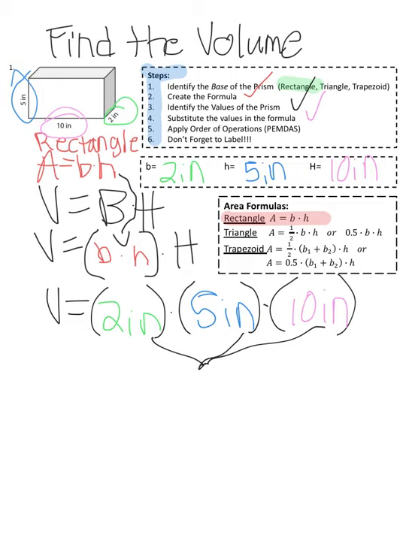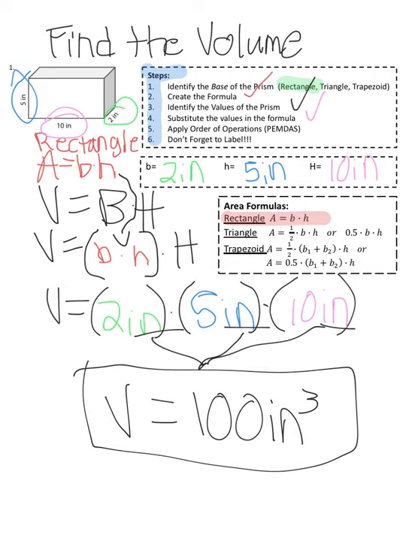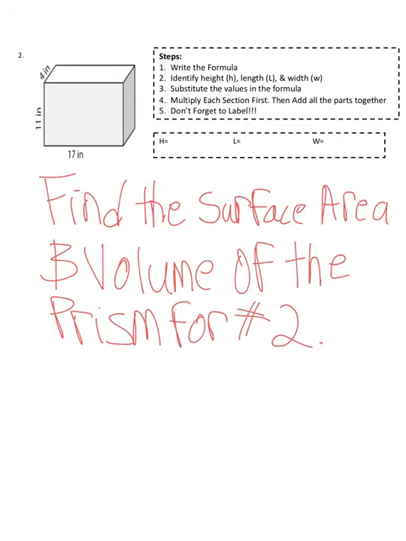So what's 2 inches times 5 inches times 10 inches? That is going to give me a total volume of 100 inches cubed, because remember we multiplied inches 3 times, so that should be 100 inches cubed is our final answer.